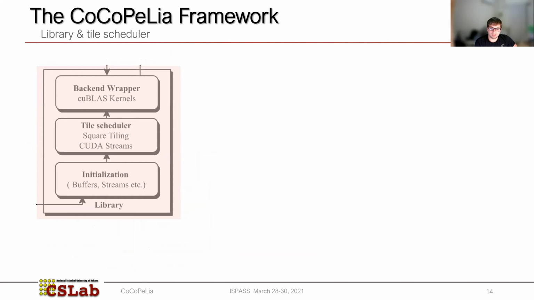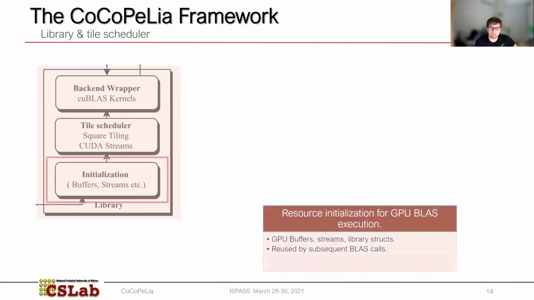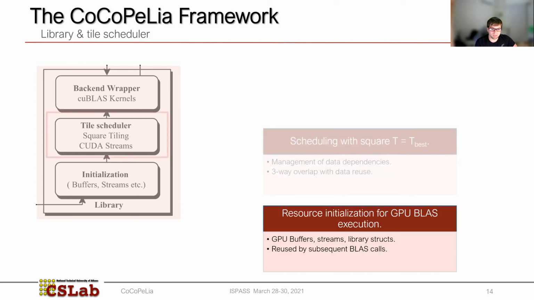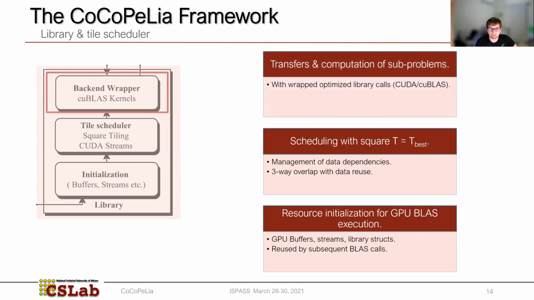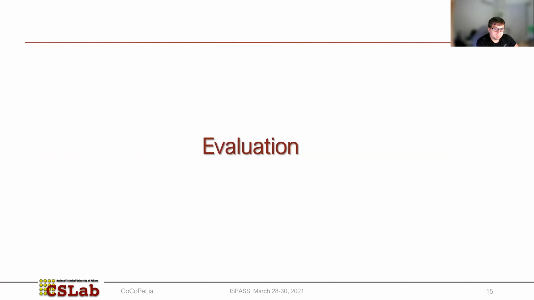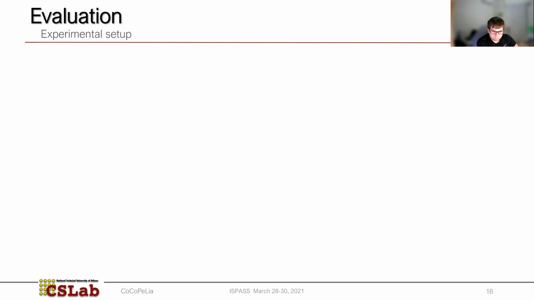Finally, the third component is the library and tile scheduler, which initializes resources like buffers, streams, or library structs the first time it's called with certain parameters, since subsequent calls reuse these resources. Then it schedules subproblems with the T-best obtained from tile selection, respecting dependencies and utilizing data reuse when possible. Finally, it executes all transfers and computations of subproblems with wrapped optimized library calls, utilizing CUDA and cuBLAS in our case. We continue to the evaluation of our approach.